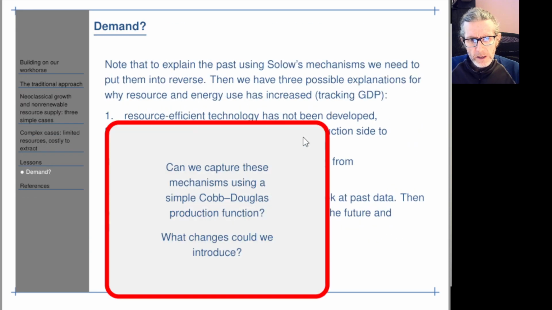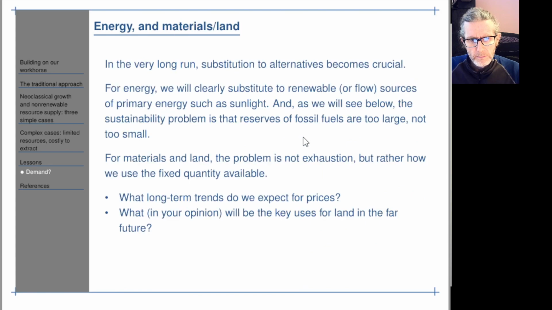Let's go back to the notes. In the very long run, substitution to alternatives becomes crucial. For energy, we'll substitute to flow resources, and so on. For materials and land, the problem is not exhaustion, but how we use the fixed quantity available. Okay, so those are super interesting research questions.